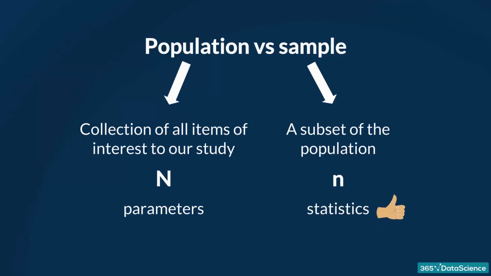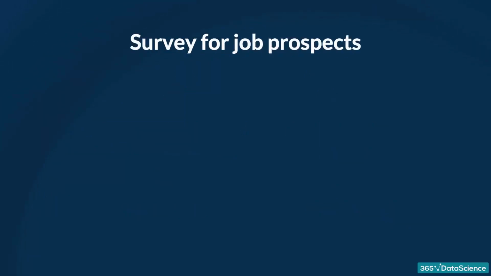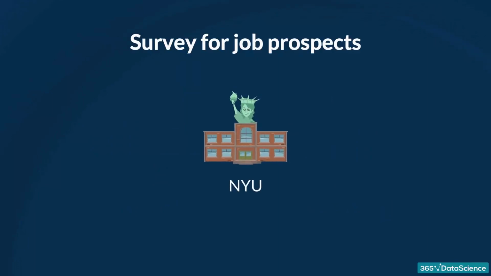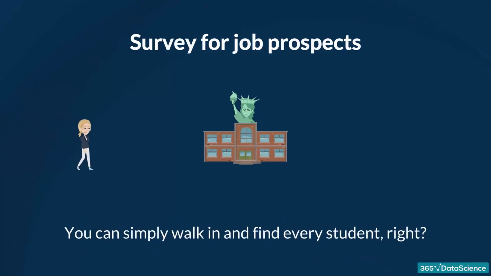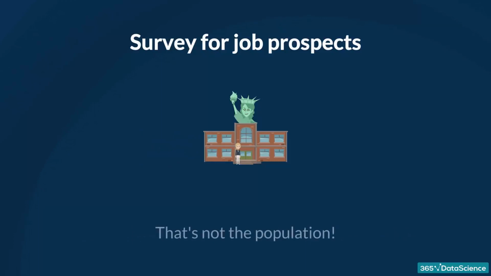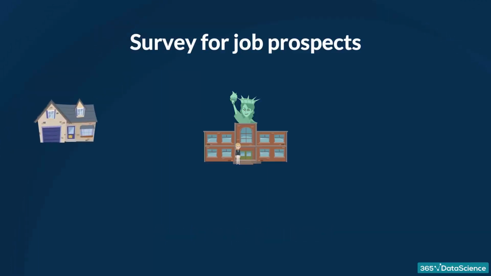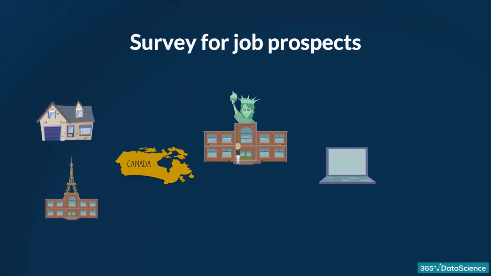Let's say we want to make a survey of the job prospects of the students studying in the New York University. What is the population? You can simply walk into New York University and find every student, right? Well, probably that would not be the population of NYU students. The population of interest includes not only the students on campus, but also the ones at home, on exchange, abroad, distance education students, part-time students, even the ones who are enrolled but are still at high school. Though exhaustive, even this list misses someone.